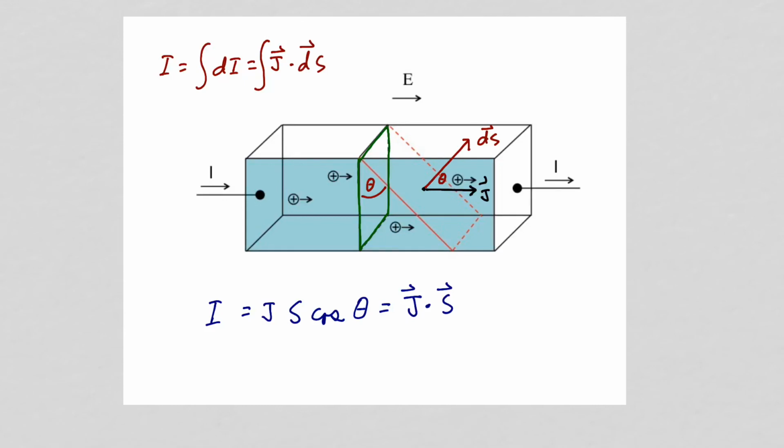This is really very similar to what we did with Gauss's law. The only difference is this is not a closed surface, because usually finding the current, you're not looking at a closed surface.